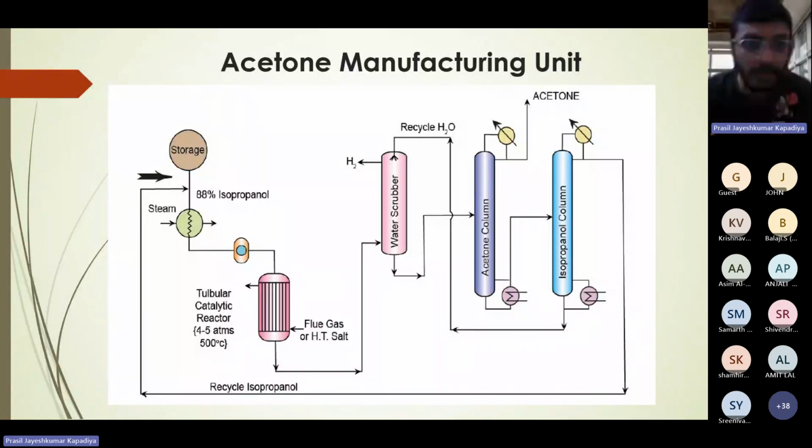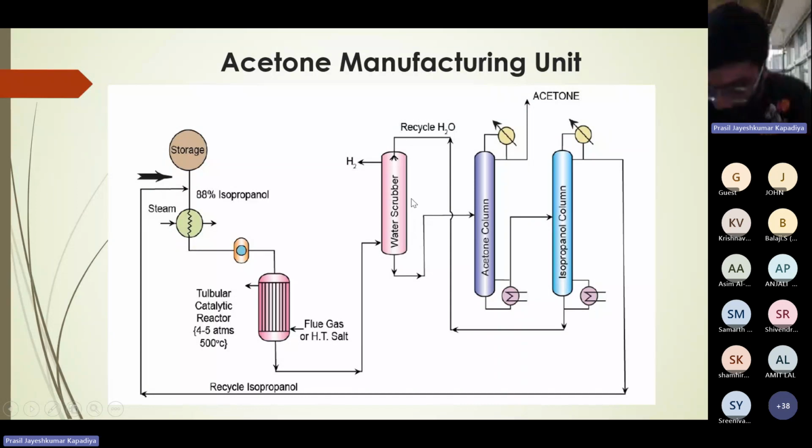After we heat our isopropanol using a heat exchanger, the temperature of the stream will increase, and then we pass it to the compressor. What does the compressor basically do? Compressor increases the pressure of the feed stream. This isopropanol enters on the tube side of the reactor, and we add some flue gases or heat transfer salts to carry out our reaction. From the reaction we get acetone and hydrogen. This acetone and hydrogen mixture we send for water scrubbing.